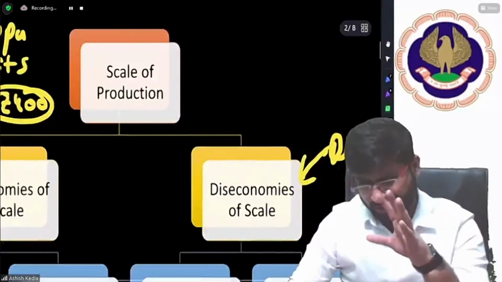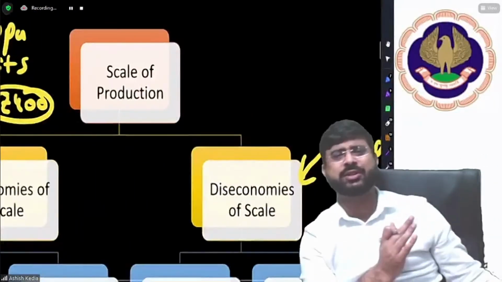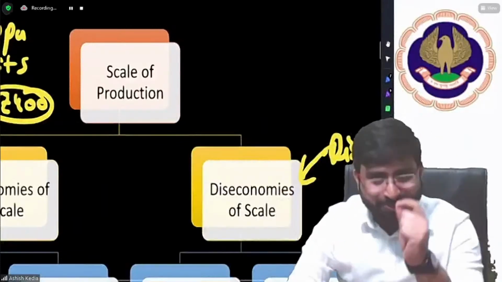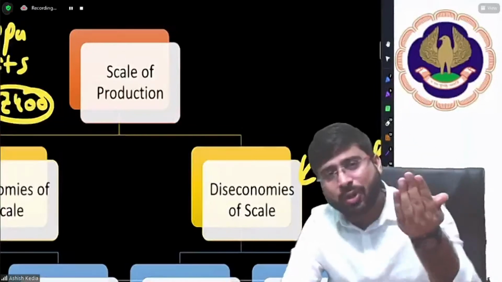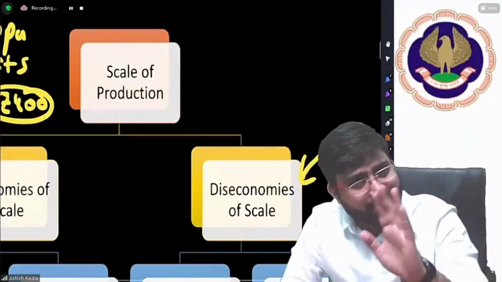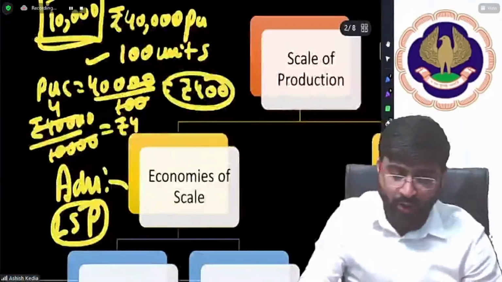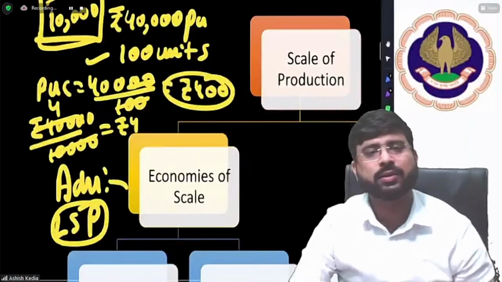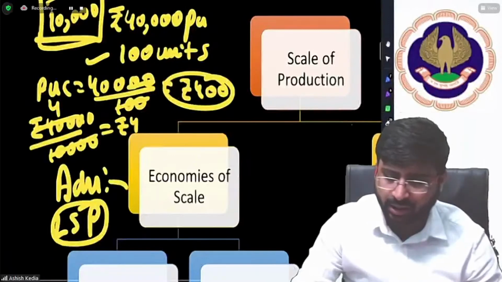Diseconomies or disadvantages. See, you must study economies. Diseconomies arise when you go beyond your limit. So the simple trick is, whenever you are exceeding your limit, that is diseconomy. That is very simple to remember. Your entire learning should be around economies of scale.